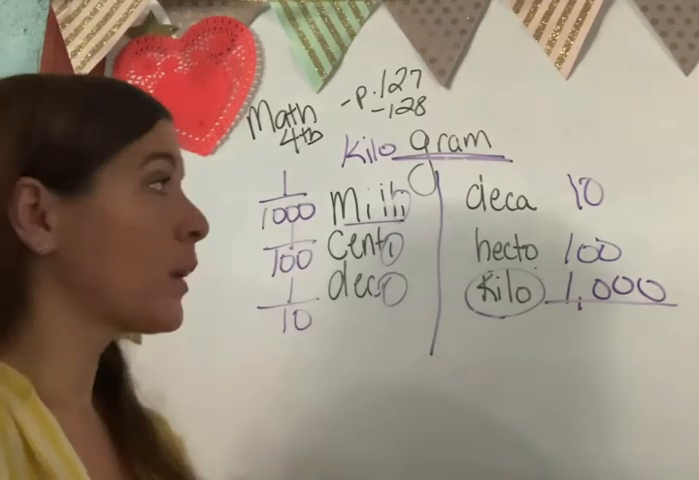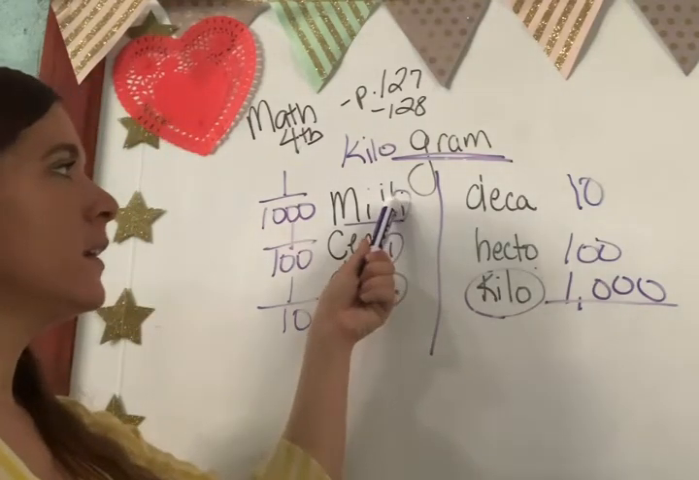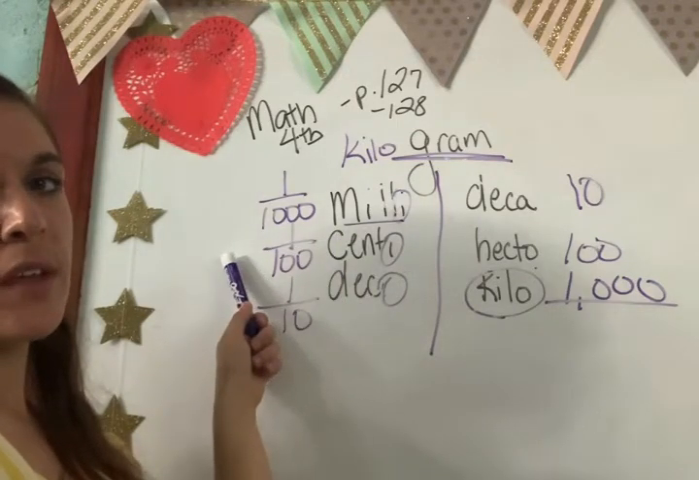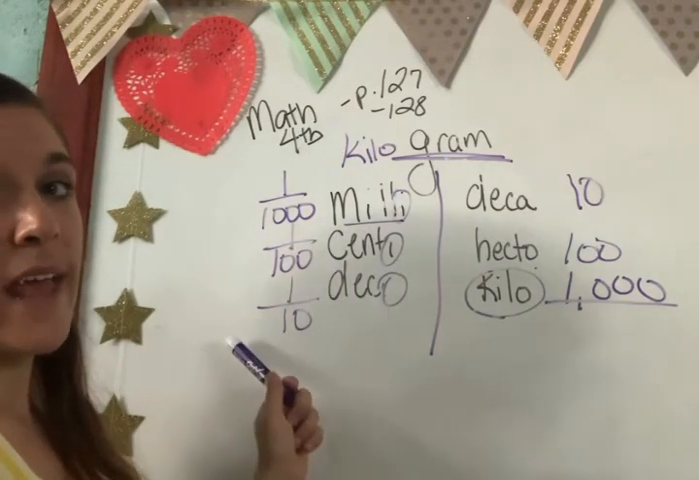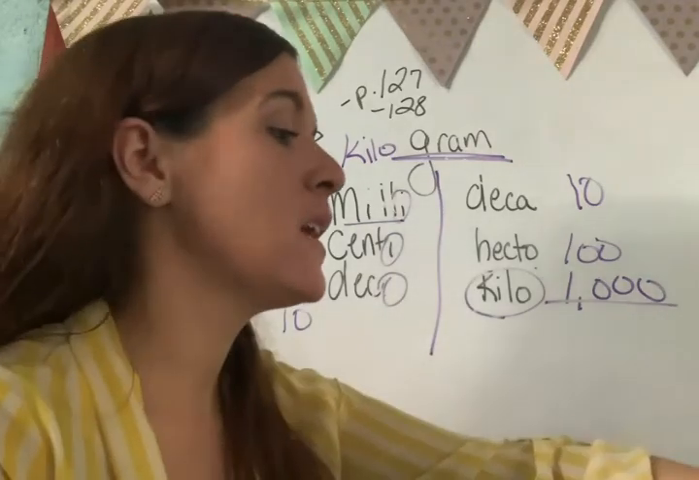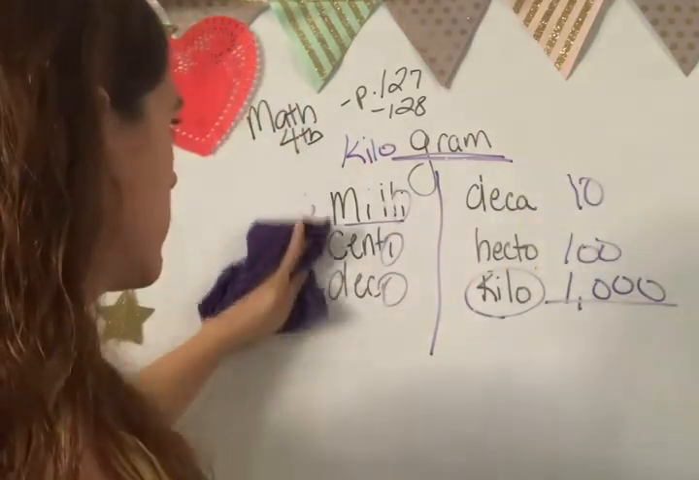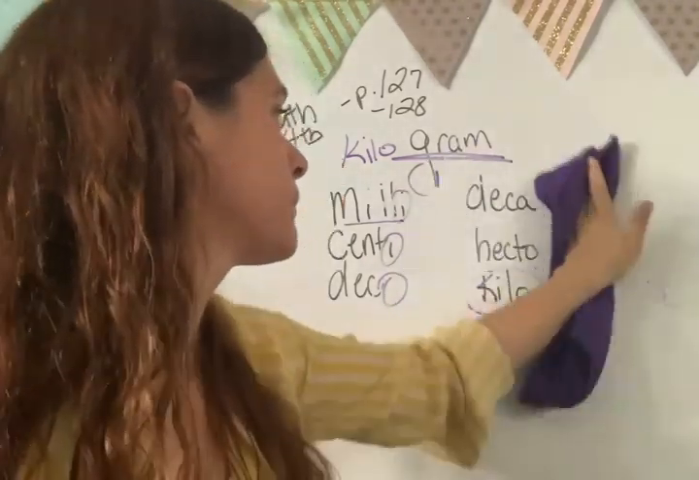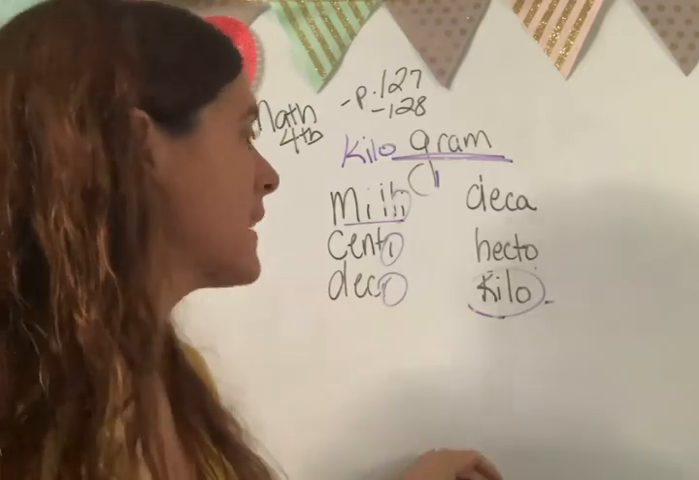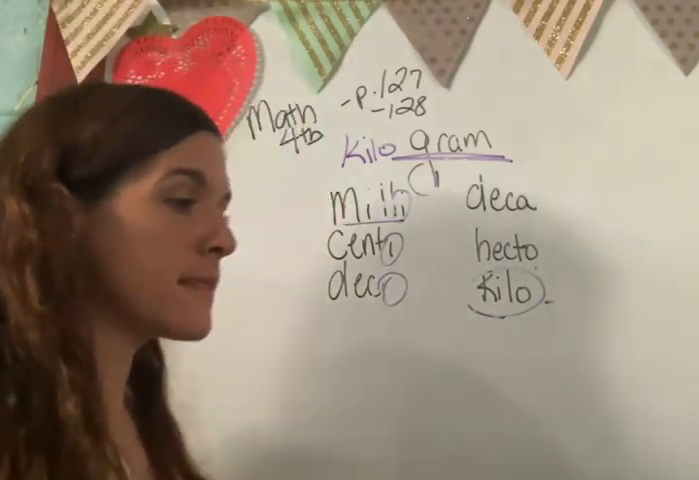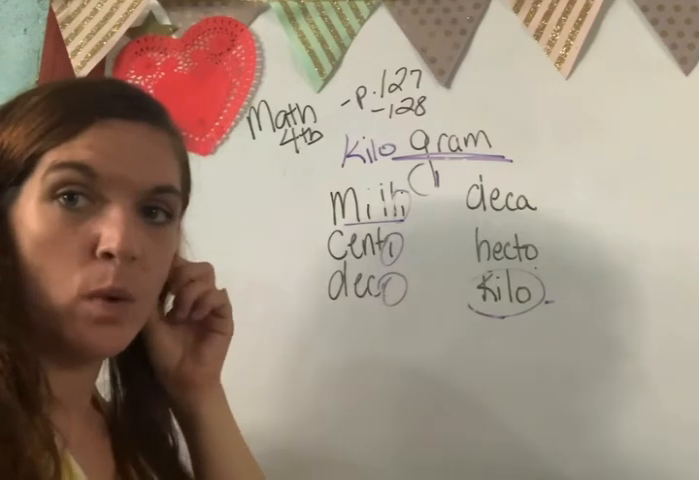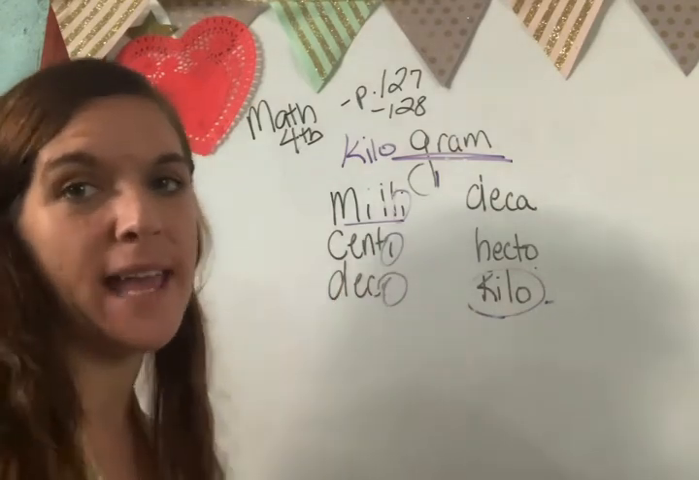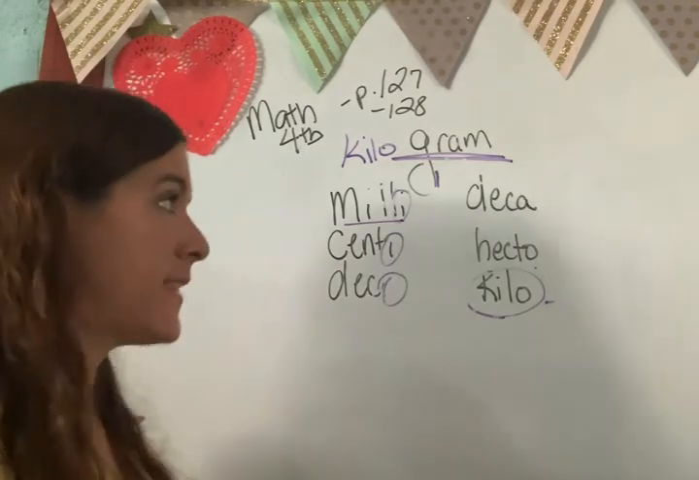Okay? So repeat after me. Milli, 1/1,000. Centi, 1/100. Deci, 1/10. Okay, let's see if we remember that. Tell me which one means 10. Which one, not 1/10, 10. Which prefix means 10? Deca. Good.